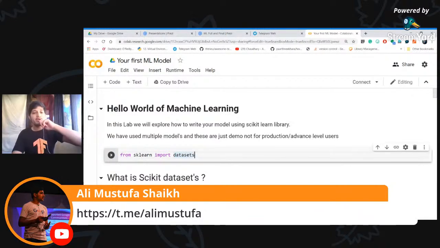What we are going to use is scikit-learn, which is a scientific computing library which helps us write our models without actually writing everything from scratch. We just need to call some methods and they will do the task for us. So you don't need to write anything from scratch. You have predefined methods and you can do this.